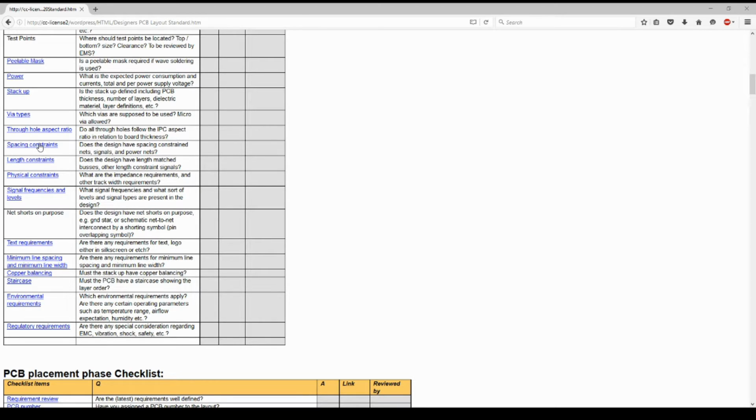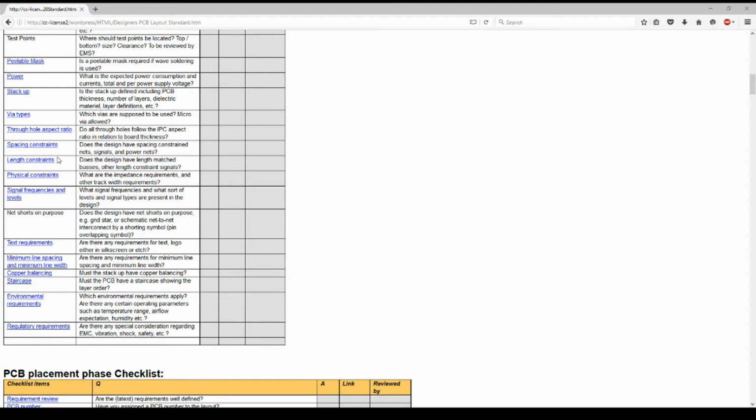Through hole aspect ratio. Now, if we start talking about holes and via holes, we also have to be aware that some vias may not be able to be manufactured if the board is very thick. So again, it's important to know what constraints we have set in terms of this, due to via types, due to the board stack up.